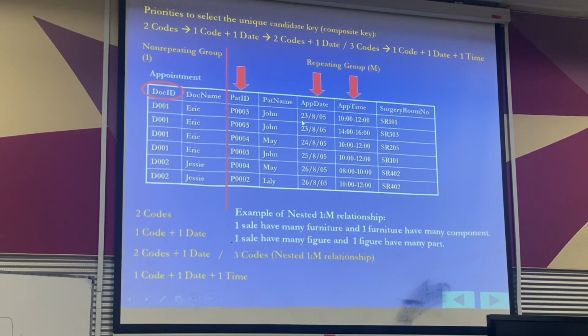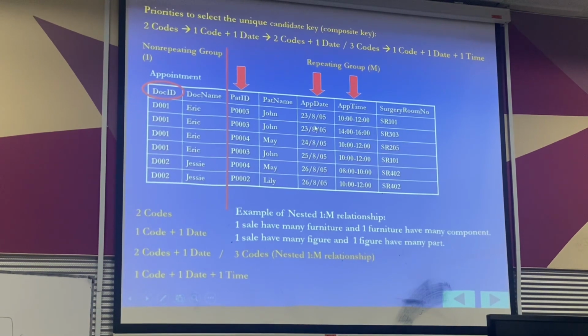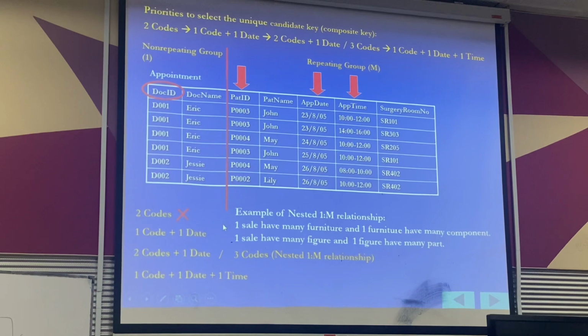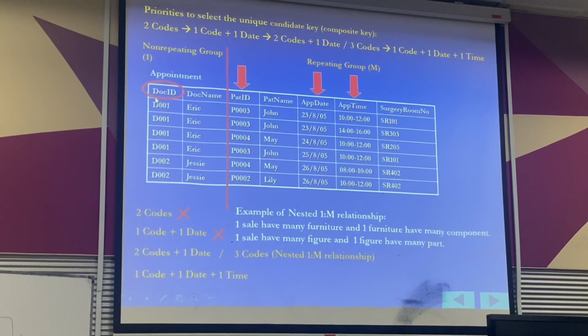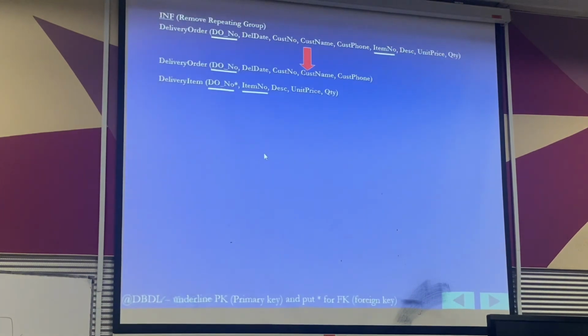Okay, so doctor code alone we cannot use, because you see D001 and P03 repeat. So the doctor code cannot. Then after that, doctor code plus day: the same day repeats, so this one is also out. Then go to doctor code plus patient plus day. Also cannot, same. Then the last choice: doctor code, day and time. This one plus these two.